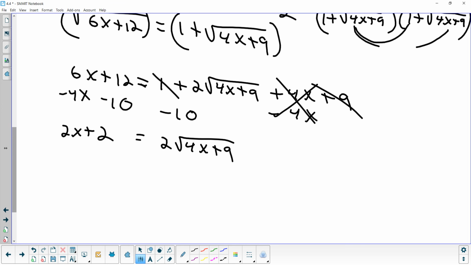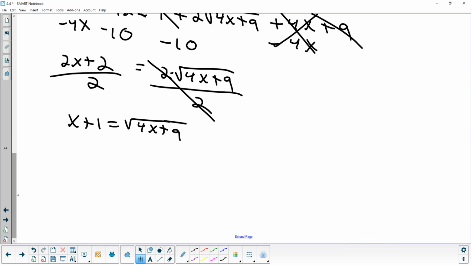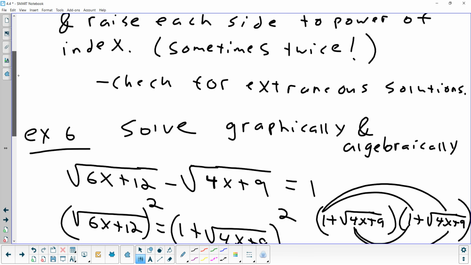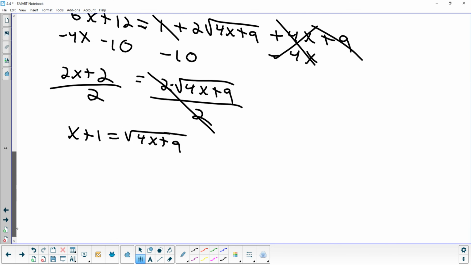Now, how can I move this 2 over to the left? Divide by 2. What's 2x plus 2 divided by 2? x plus 1. Now we're down to a pretty simple equation. What do you think I have to do on each side now? Square it again. Sometimes you have to do it twice. This is doing it twice.